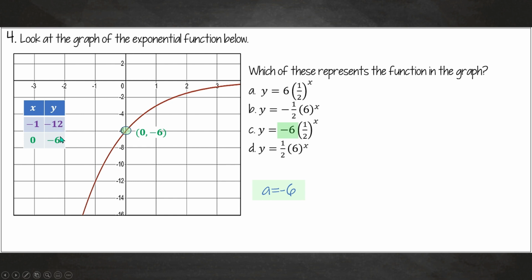If you want to further prove it, we can look at it by looking at a table. We have the point (-1, -12) right here. And how did I go from -12 to -6? Well, I had to multiply by 1/2.